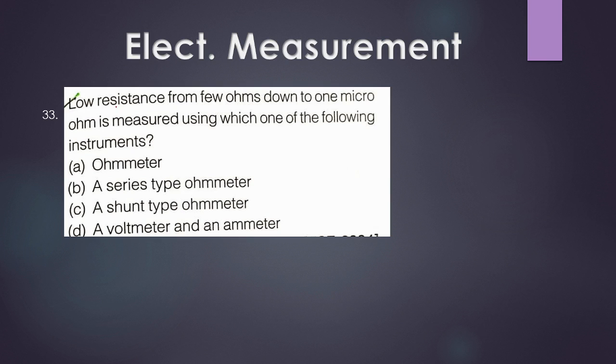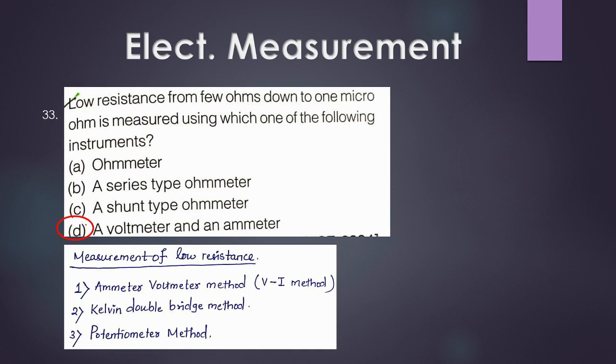Next question. Low resistance from a few ohms down to 1 micro ohm is measured using which one of the following instruments? So it is mainly asking about low resistance, how to measure low resistance. Low resistance is measured with a voltmeter and ammeter. Other methods of measurement of low resistance are Kelvin double bridge method and potentiometer method. So the answer will be D option.